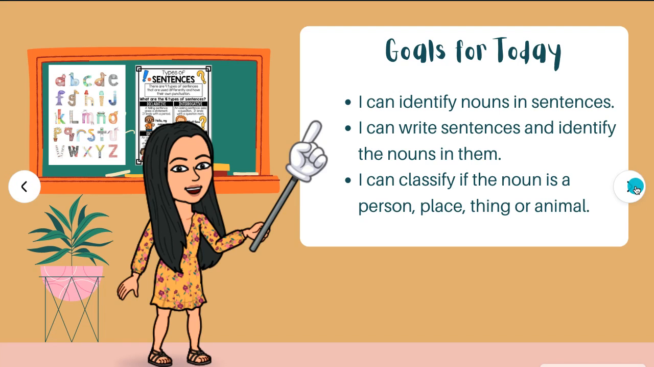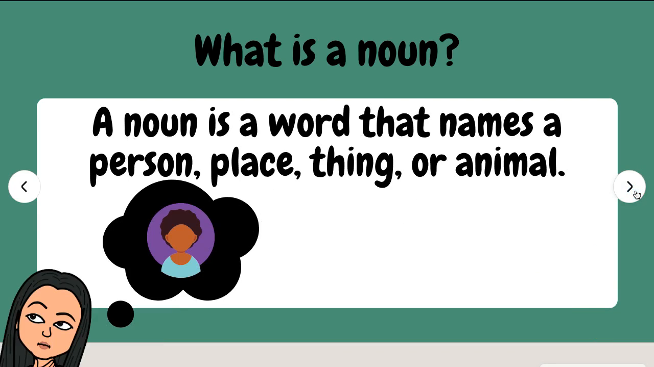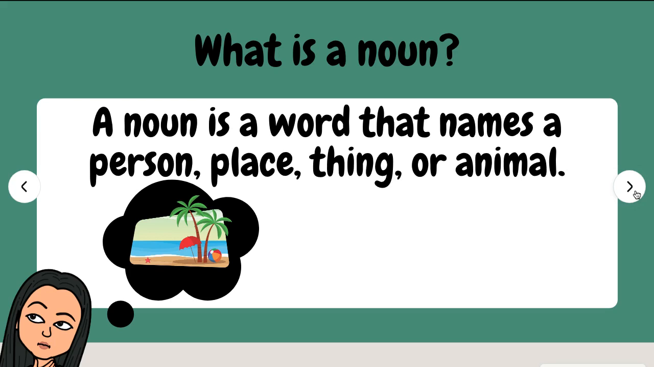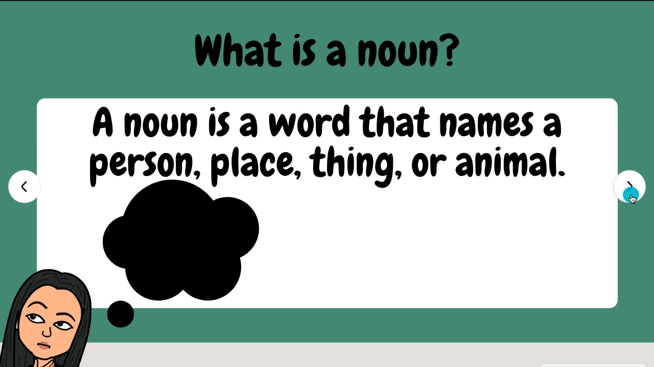Now let's learn more about what a noun is. A noun is a word that names a person, a place, like the beach, a thing, for example, this coconut, or an animal, like this lizard.